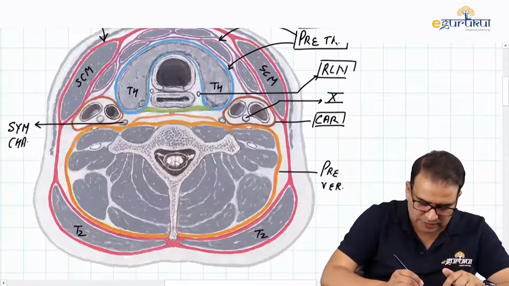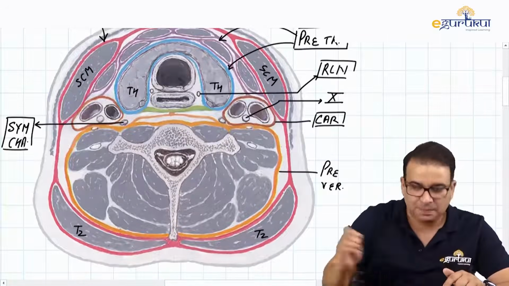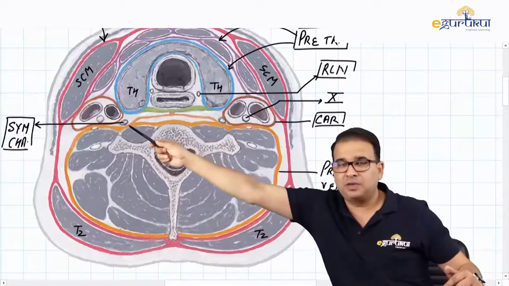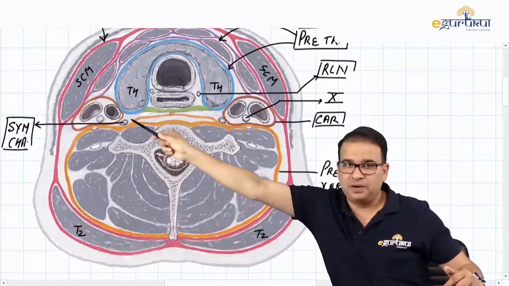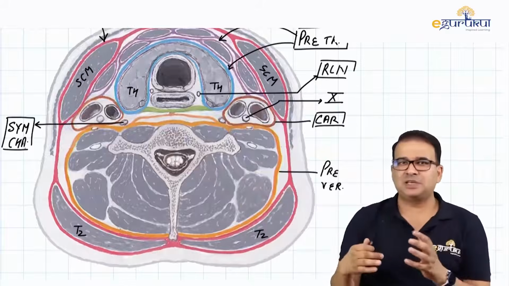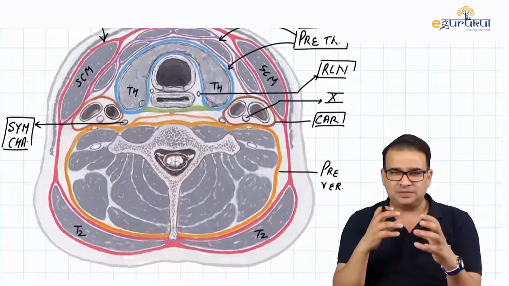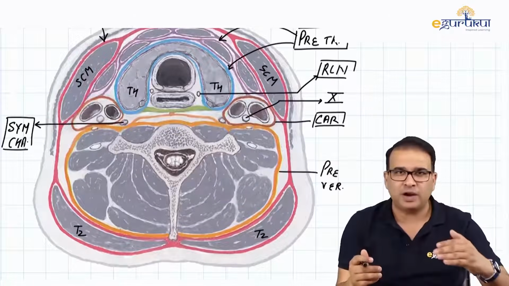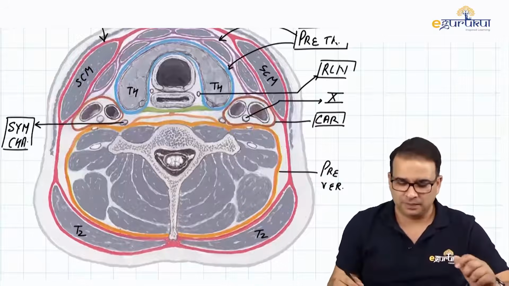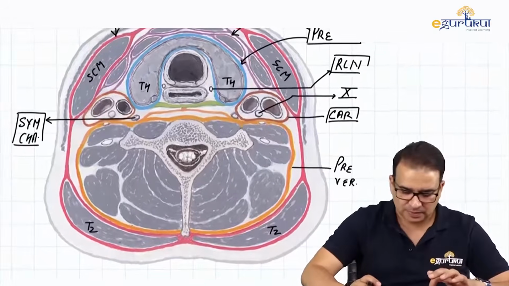Now, the point to be noted here is that the sympathetic chain is present behind the carotid sheath, but in front of this orange colored fascia. So that is in front. That's how, when you see a real-time section or atlas image, the nerves are very, very close to each other. So you have to identify them based on the placement inside or outside the fascia.